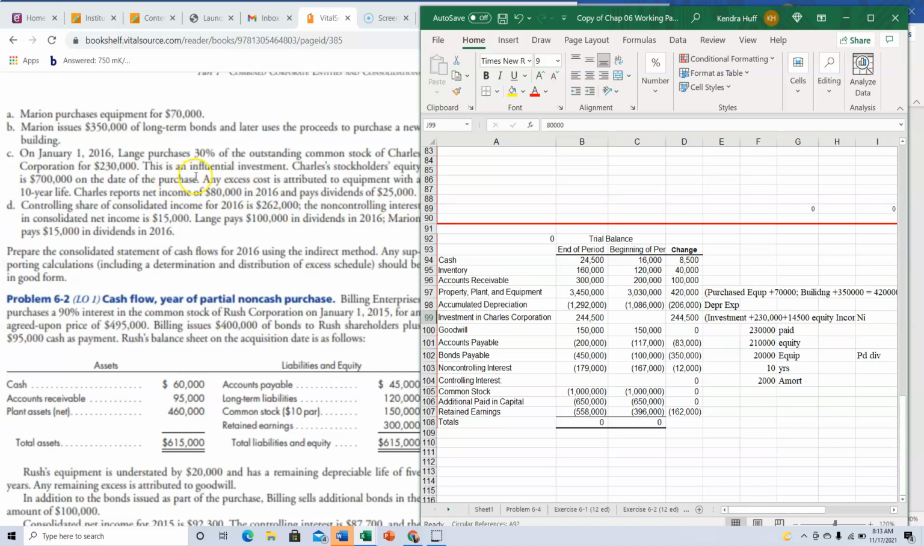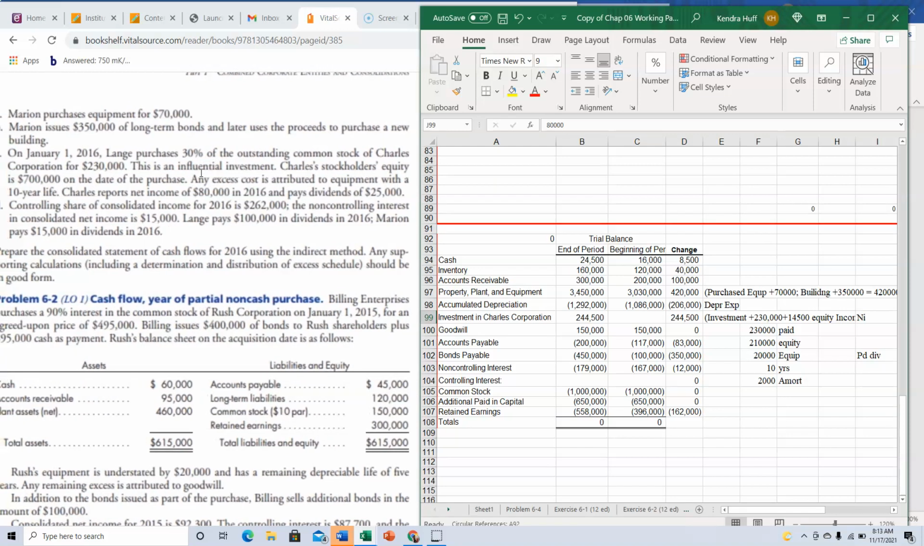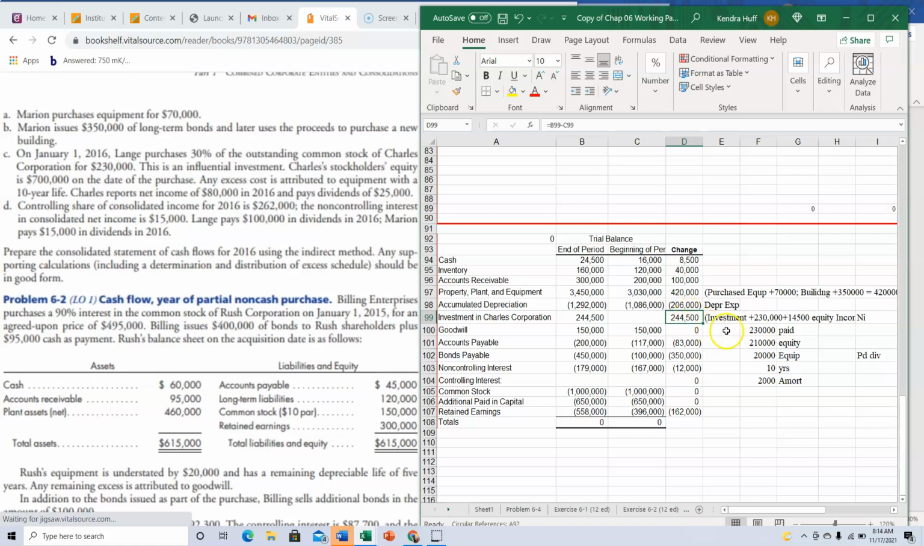Then in Part C, they purchased 30% of the outstanding stock of Charles Corp for $230,000. It's an influential investment. Charles stockholder equity is $700,000 on the day of the purchase. Any excess cost is attributed to equipment with a 10-year life. Charles reports net income of $80,000 in 2016 and pays dividends of $25,000. Okay, so in this investment, we have a $244,500 increase. All right, so it's the actual investment of $230,000.